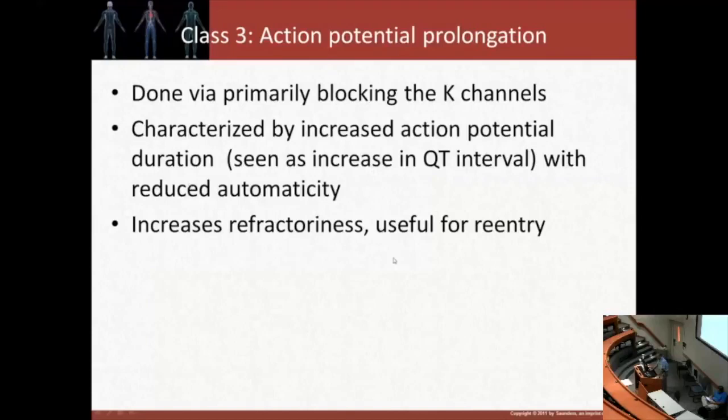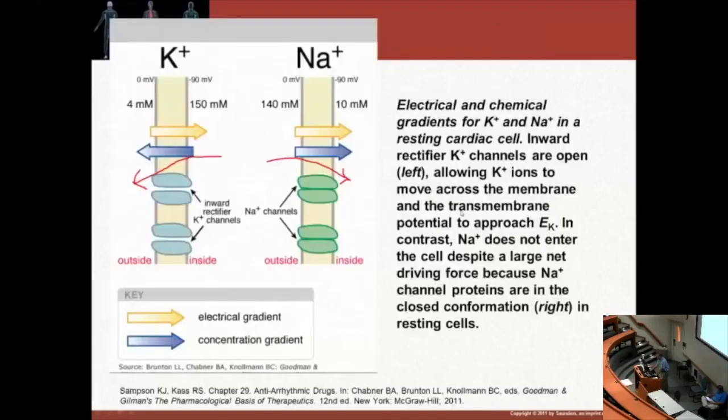And so these are really good for reentry circuits where there's a circus movement where instead of it going from point A to point B, now it goes from point A, point C, D, F, G, and then B. And so these reentry circuits or these circus movements can be molecularly targeted by using some of these potassium channel blockers.